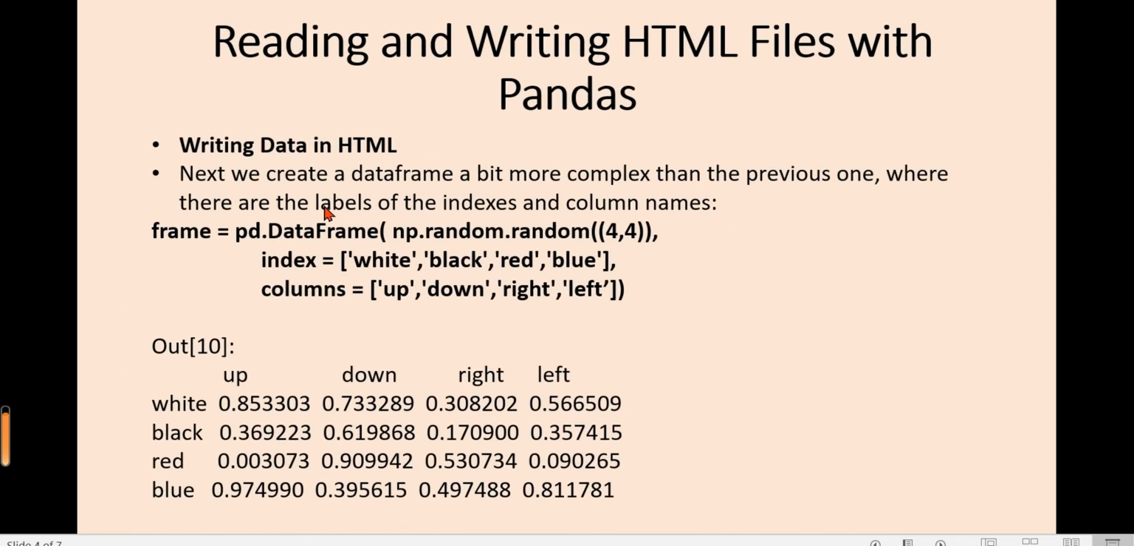Next, we can create a data frame a bit more complex than the previous one, where there are labels for the index and the column names. So this is a new data frame called frame with 4x4 shape, and this is the index for the rows and these are the column names. So this creates the data frame.